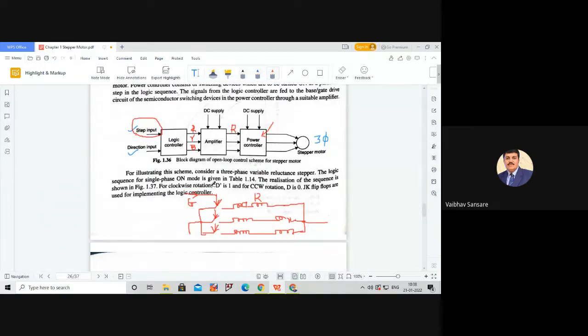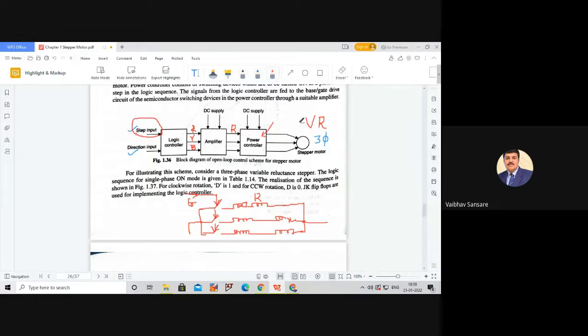Now, let us consider the single phase on mode, taking the variable reluctance stepper motor. So, a 3-phase variable reluctance stepper motor with single phase on mode. What is the meaning of this single phase on mode? Single phase on mode means one phase is excited at one particular time. If we have to excite another phase, then at that time we de-energize the initial phase and we excite the other phase.